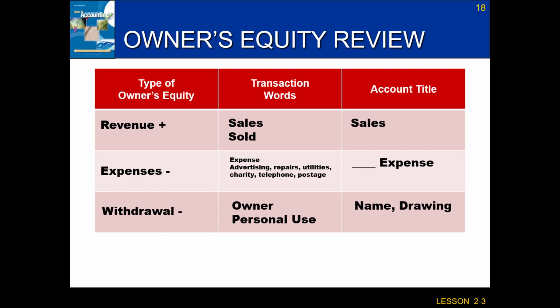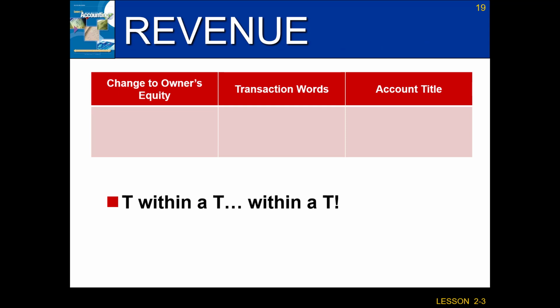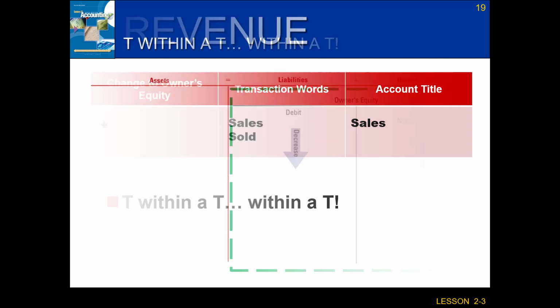So this is just a review. We already know about revenue, expenses, and withdrawals, but now we're going to take those T's and place them in our big T. So let's start with revenue. Again, revenue is when we add to owner's equity, and the transaction words are sales and sold, and the actual account title is going to be called sales. So here we go, T within a T within a T.